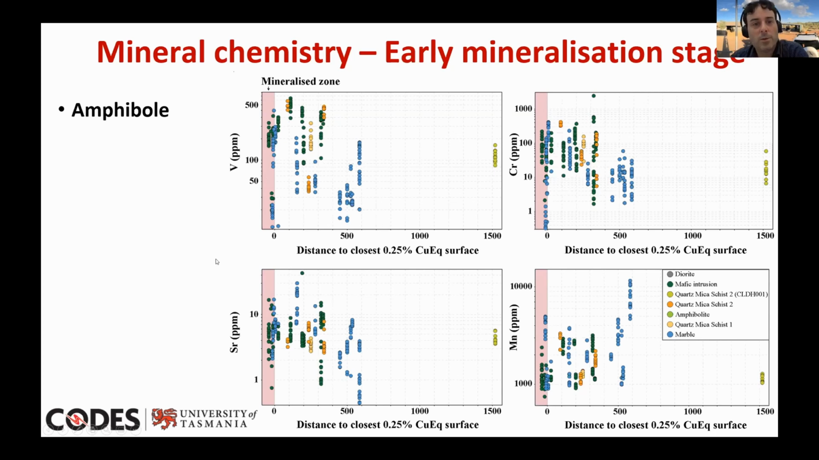And what we can see is that the vanadium, the chromium, and the strontium in amphibole decrease with distance to mineralization. Right? And manganese shows a profile that's the reverse of that. It's kind of a U-shape, kind of exponential growth. All of these are log scales, just for simplifying and making these plots a bit more visible.